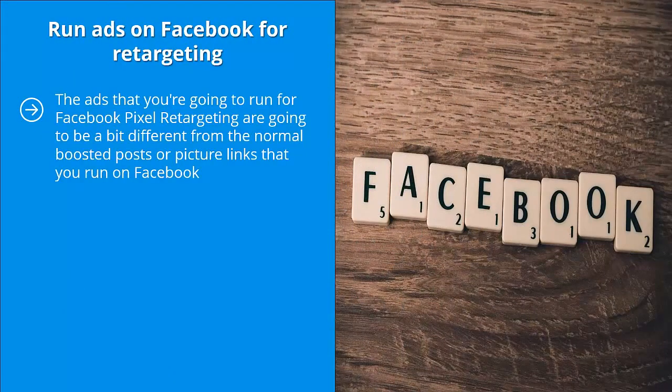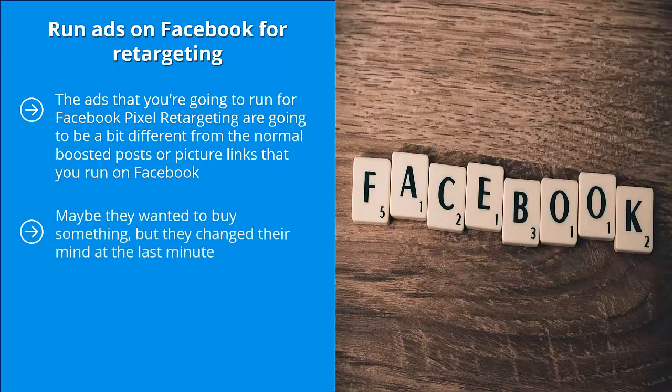The ads that you're going to run for Facebook Pixel retargeting are going to be a bit different from the normal boosted posts or picture links that you run on Facebook. Instead, these are going to try to achieve two things. You can remind people about what they did. Maybe they wanted to buy something, but they changed their mind at the last minute. Perhaps they were reading some sort of conversion article and were about to enter their email address, but they didn't. Whatever the case may be, you're reminding them to come back to what they were doing before.